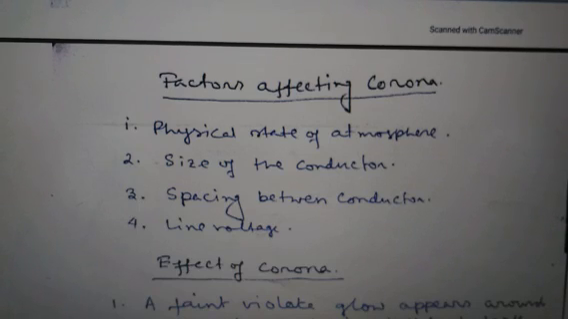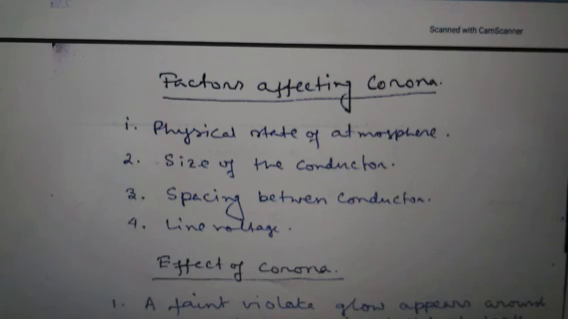The next one is the size of the conductor. The corona effect depends upon the shape and condition of the conductors. A rough and irregular surface will give rise to more corona because non-uniformity of the surface decreases the value of the breakdown voltage. Thus, a stranded conductor has an irregular surface and hence gives rise to more corona than solid conductors.